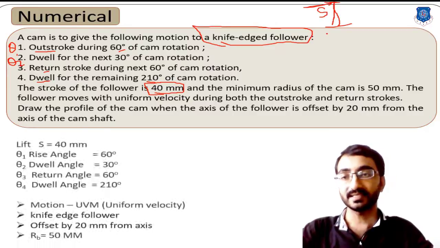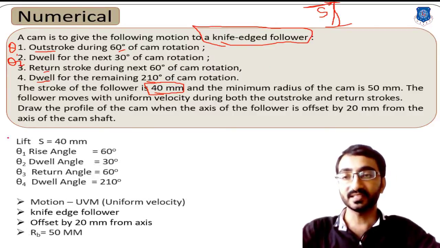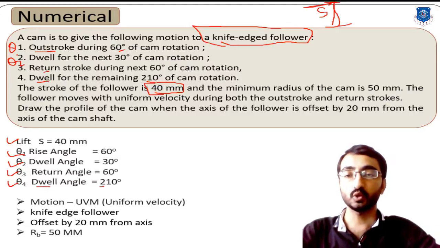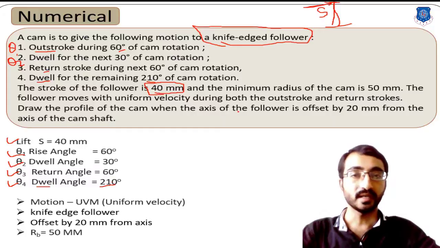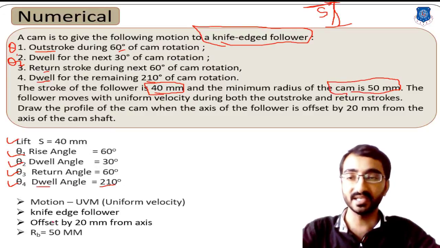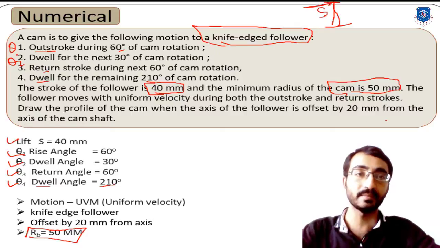Okay, so let's consider this data. So lift, or we can say stroke, 40 mm, theta 1 60 degree, theta 2 for dwell 30 degree, then theta 3 is equal to 60 degree for the next return stroke, and for the remaining period, that is for the rest of the dwell, it is 210 degree. Okay, now the next data, the minimum radius of cam is given as 50 mm. So we can say that base radius, okay, so radius of base circle is given as 50 mm.